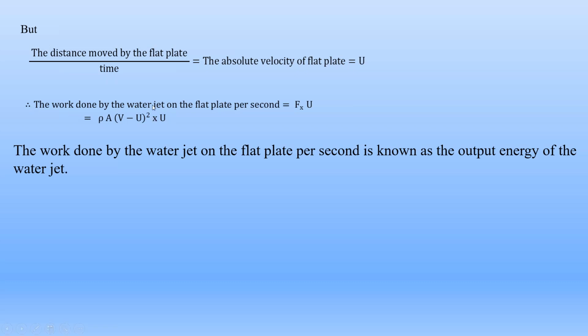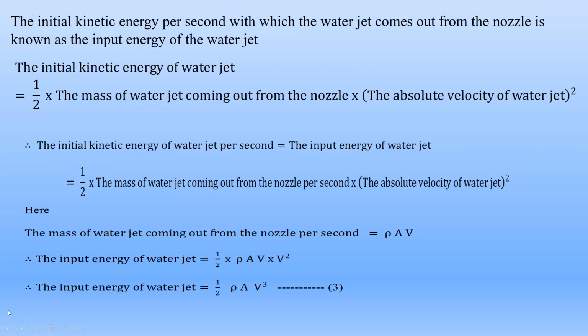The work done by the water jet on the flat plate per second is Fx into V, that is rho A (V minus U) whole square into V. That is called the output energy of the water jet. Then we discussed the input energy of the water jet, which is half rho A into V cube.